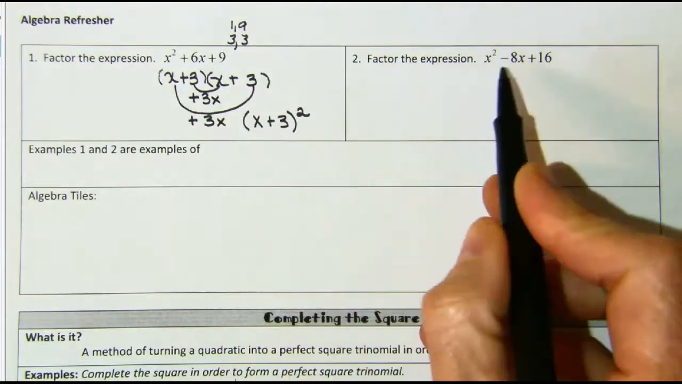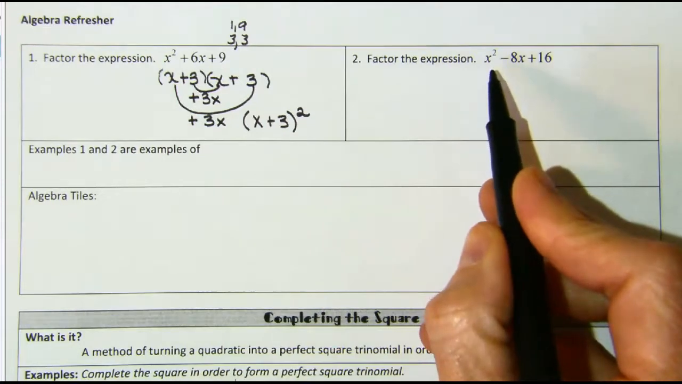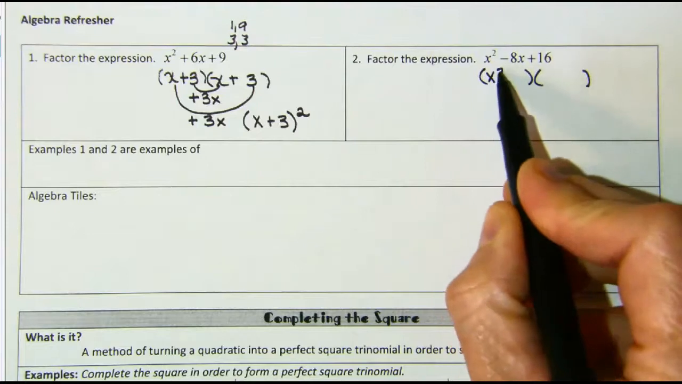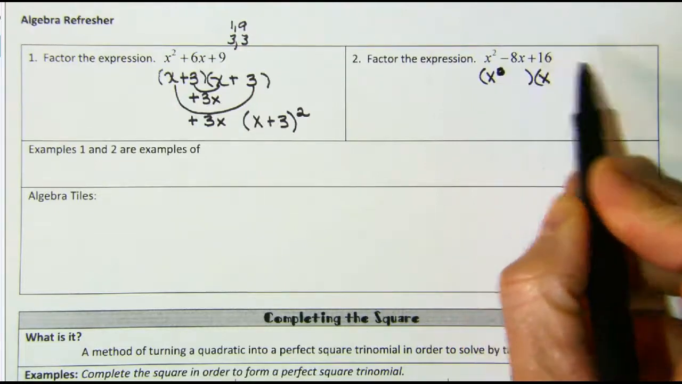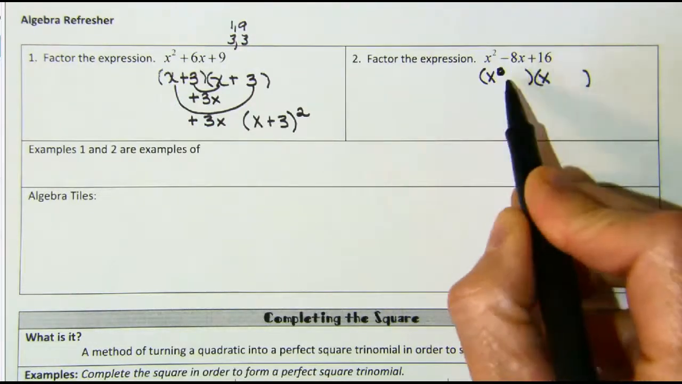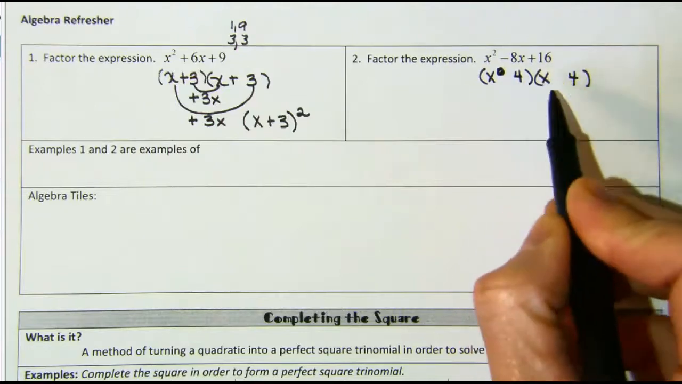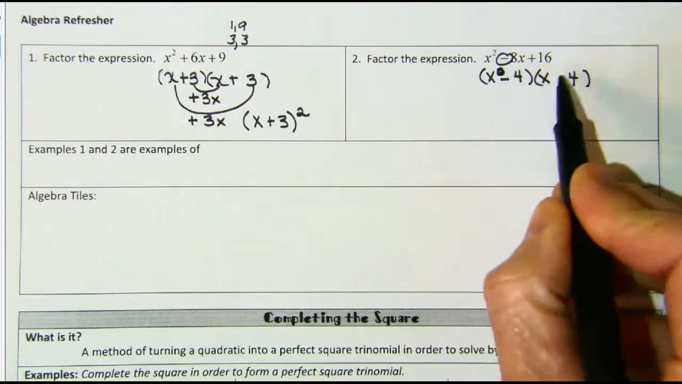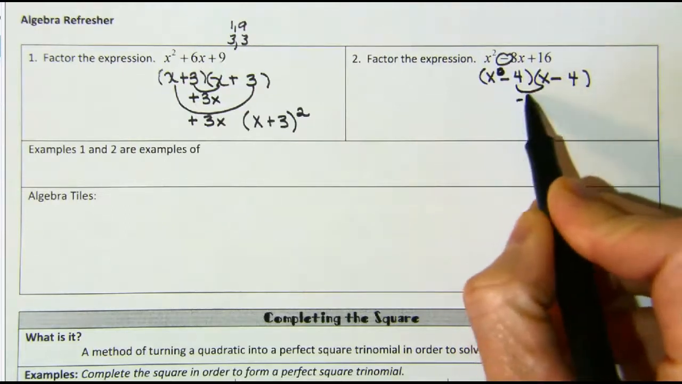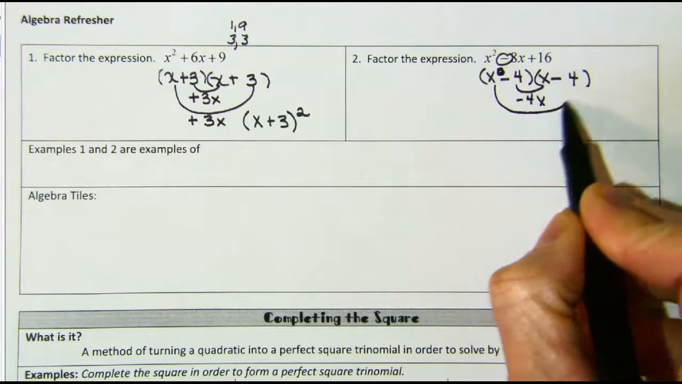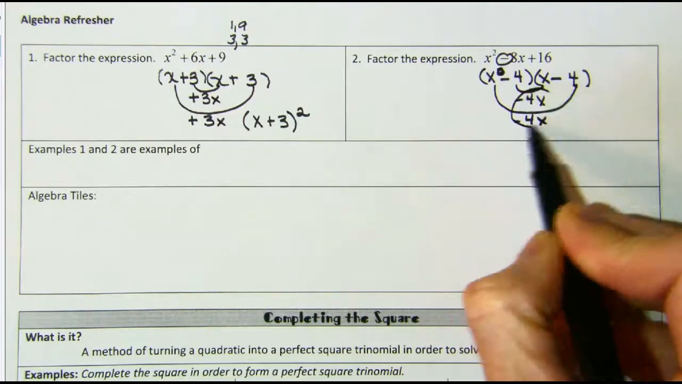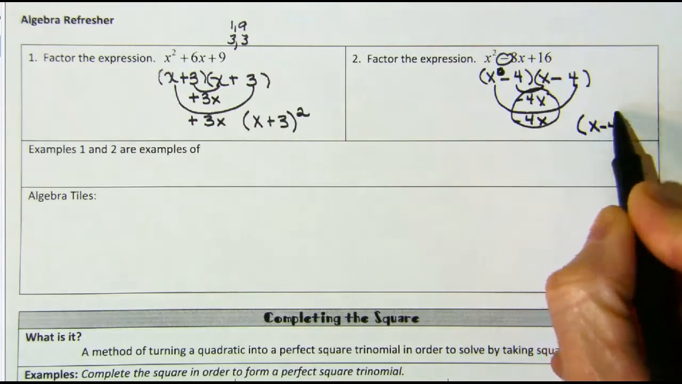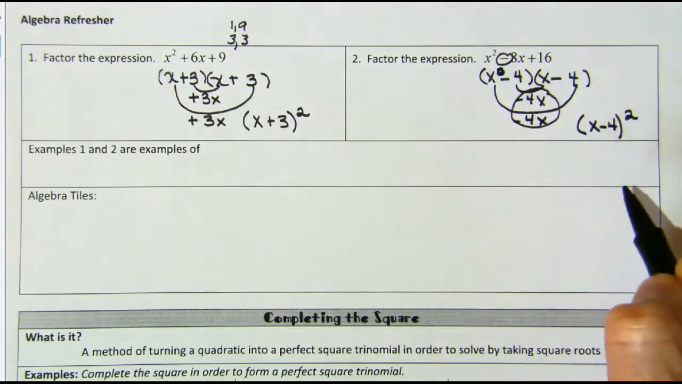Now over here we have x squared minus 8x plus 16. So again, x squared, not x squared, x and x, factors of 16 that'll give us 8 will be 4 and 4, except this time the 8 is negative, so it's subtract, subtract. So when I do the FOIL, the first, inner, outer, last, these are going to give me negative 8. So this would be x minus 4 condensed squared.